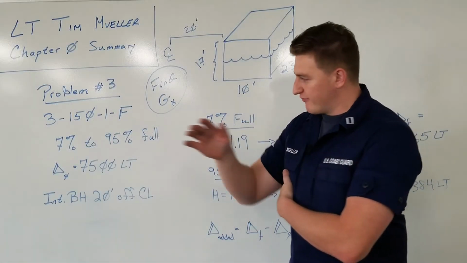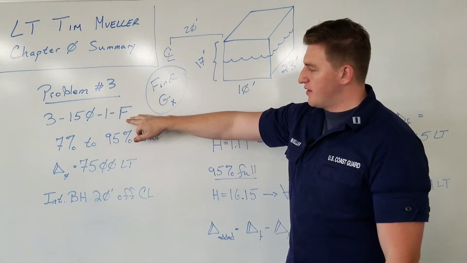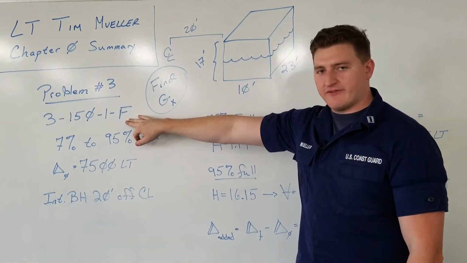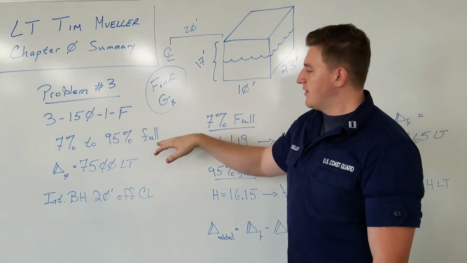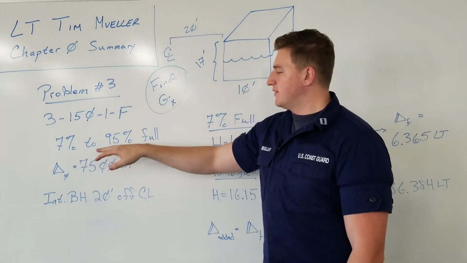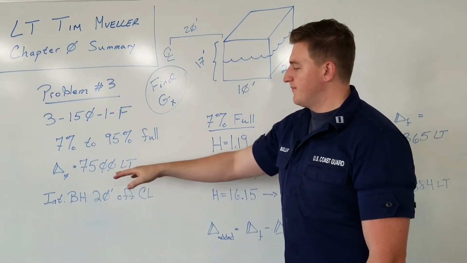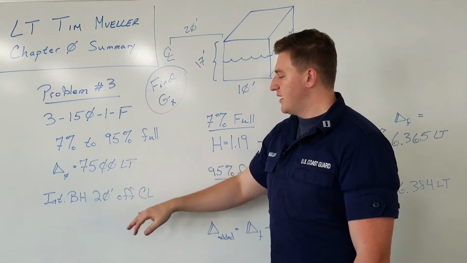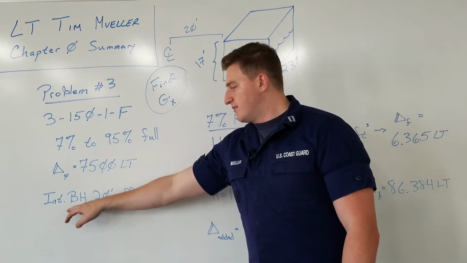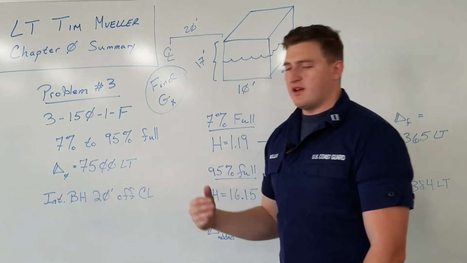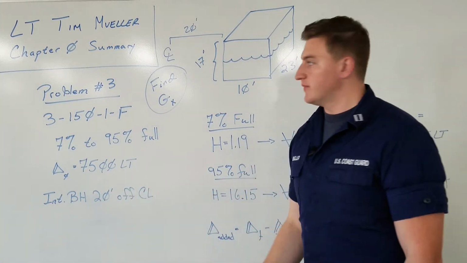All right, now what do we have? We know that we have this fuel tank, 3-150-1-F, that is going from 7% full to 95% full. We know that our initial displacement of the ship is 7,500 long tons, and the interior bulkhead is 20 feet off the center line of the ship.